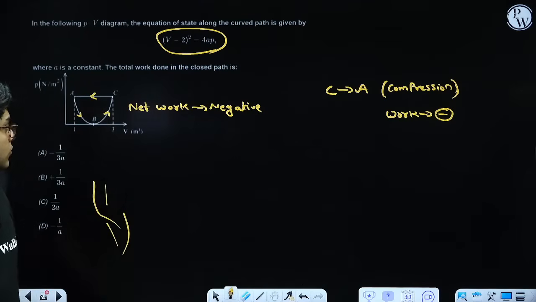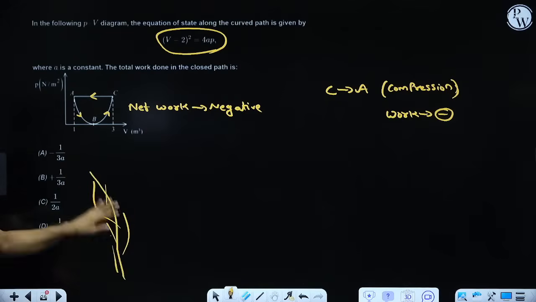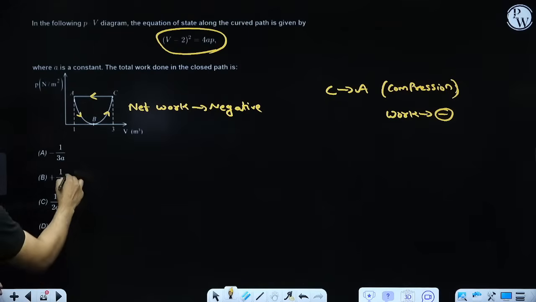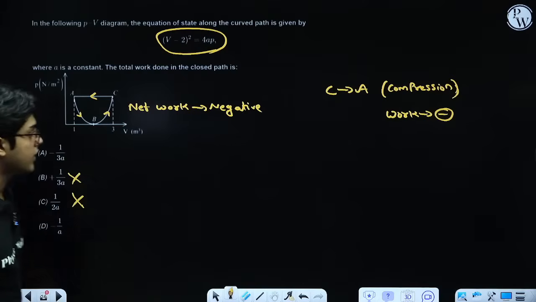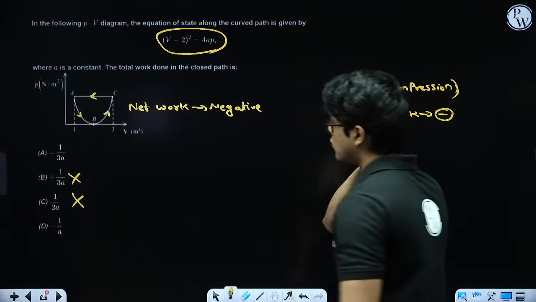All right. So that's the first idea. So the net work done is going to be negative. So the positive options are just wrong. Okay. So now moving on to the magnitude.